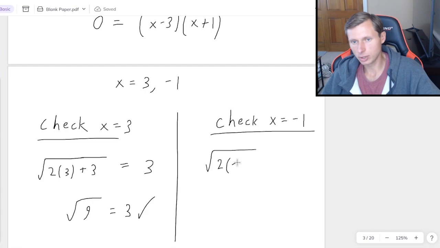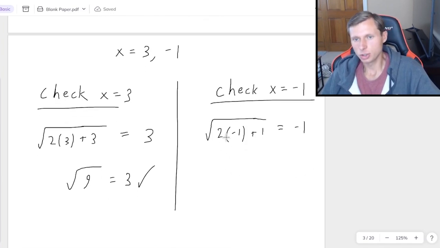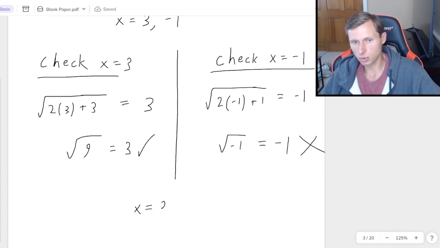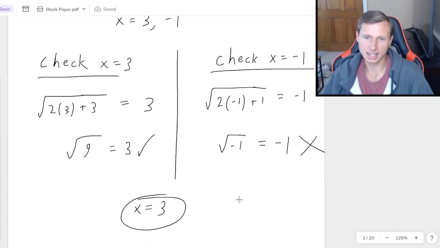It's going to be the square root of 2 times negative 1 plus 1, and does that equal negative 1 for the right side? So 2 times negative 1 is negative 2, plus 1 gives me the square root of negative 1. And I cannot take the square root of negative numbers, so this one does not work. Negative 1 is an extraneous solution. So in other words, my final answer is only x equals 3, and that's it.